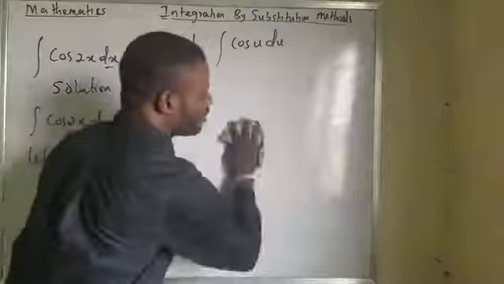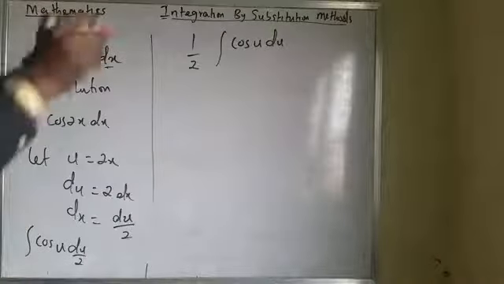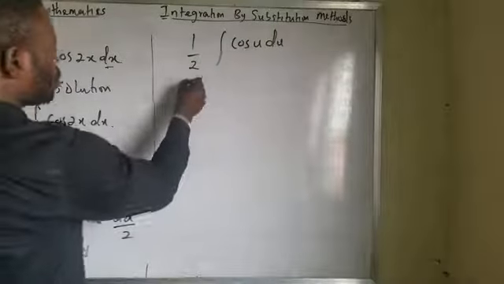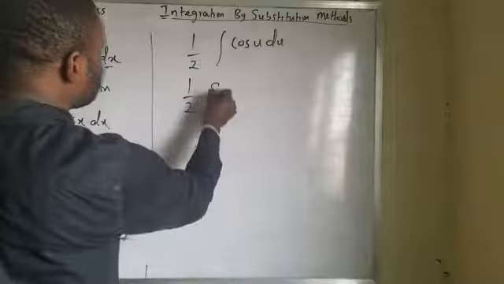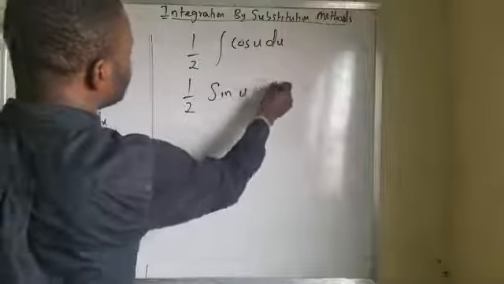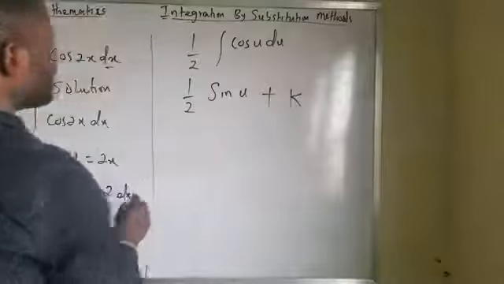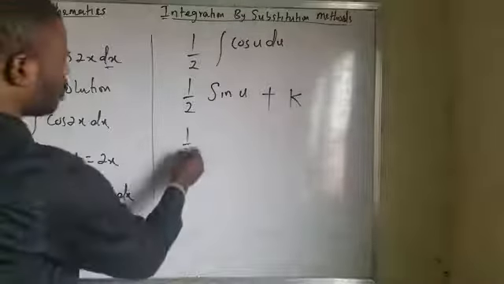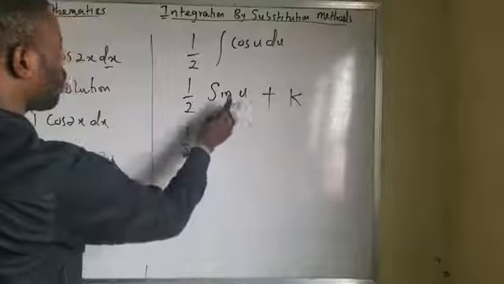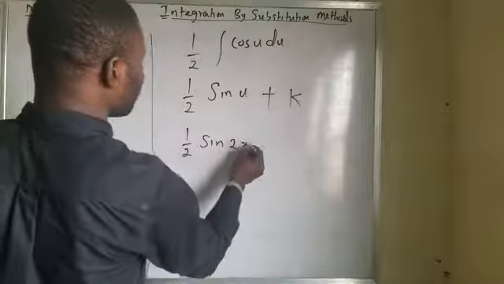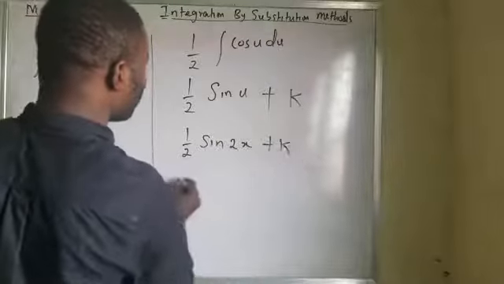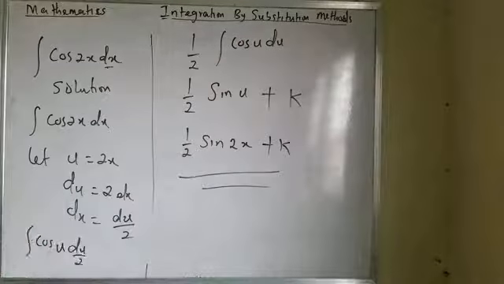Okay. Now at this point, if I integrate cos as a trig function, I will have sin u plus k. Now, what is my u? It is 2x. So 1 over 2 sin 2x plus k. That is my answer. Can you see what is called the substitution method now?